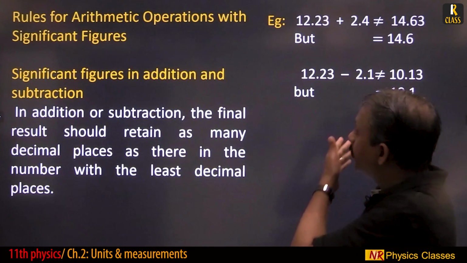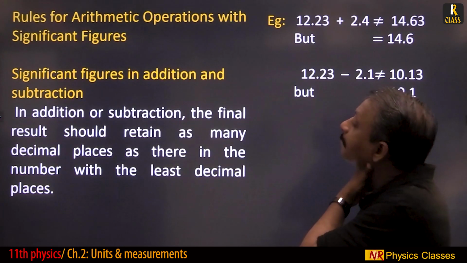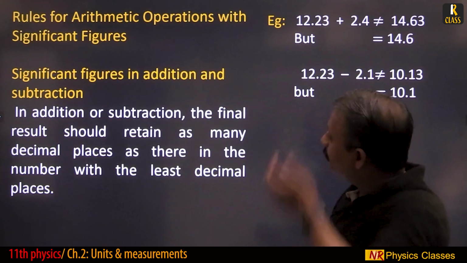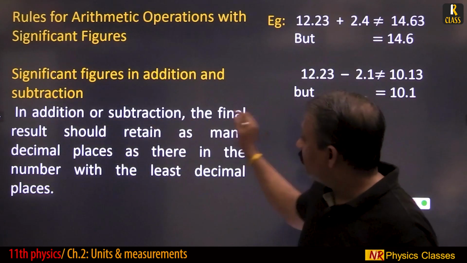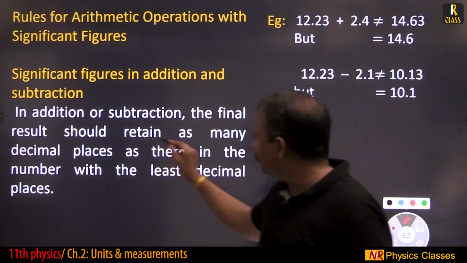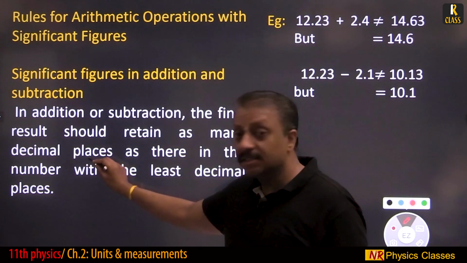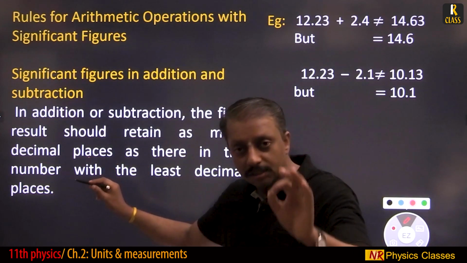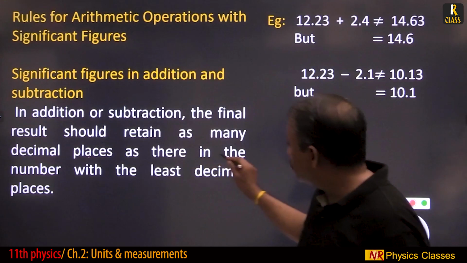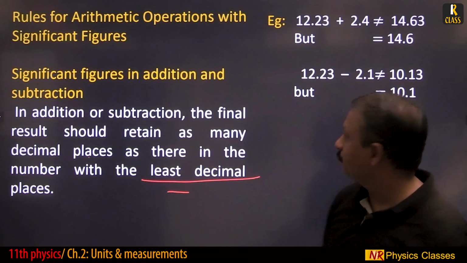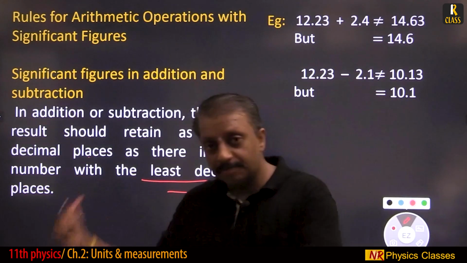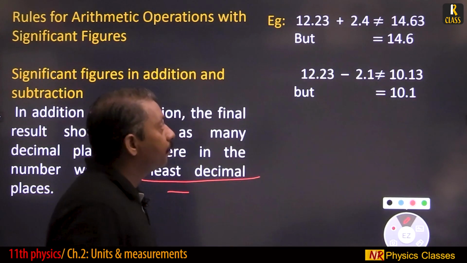Rules for arithmetic operations with significant figures. Significant figures in addition and subtraction. In addition or subtraction, the final result should retain as many decimal places as there are in the number with the least decimal places. Good. Let me explain this using an example.